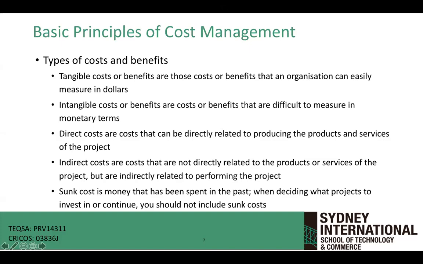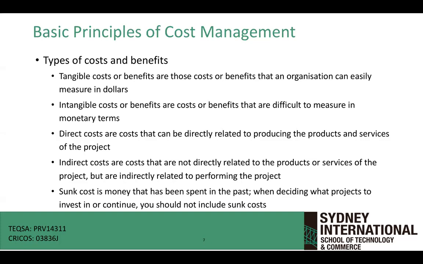Direct costs are costs that are directly related to producing the products and services of the project. For example, I might be employing one person to write the code for my software. That is a direct cost associated with someone actually working on a task to deliver the product or the service.